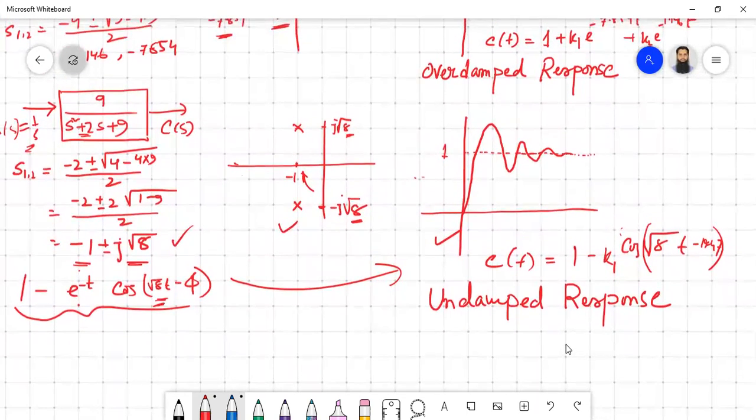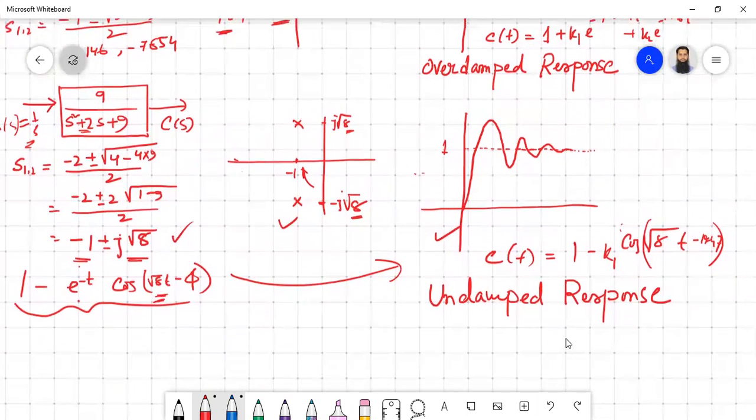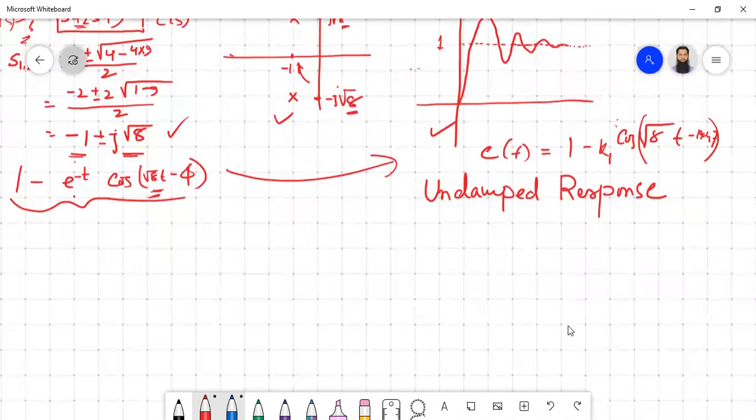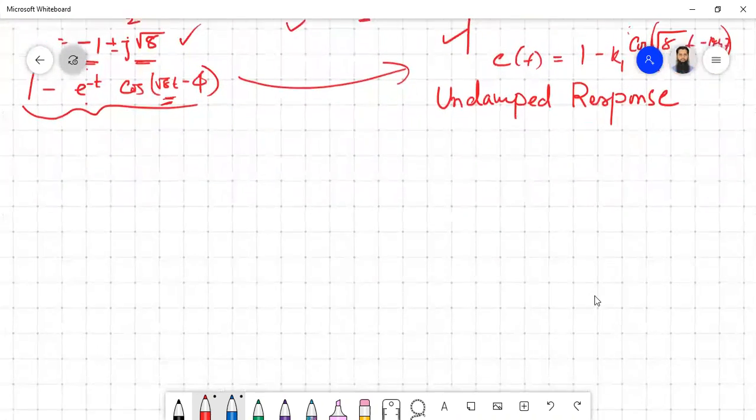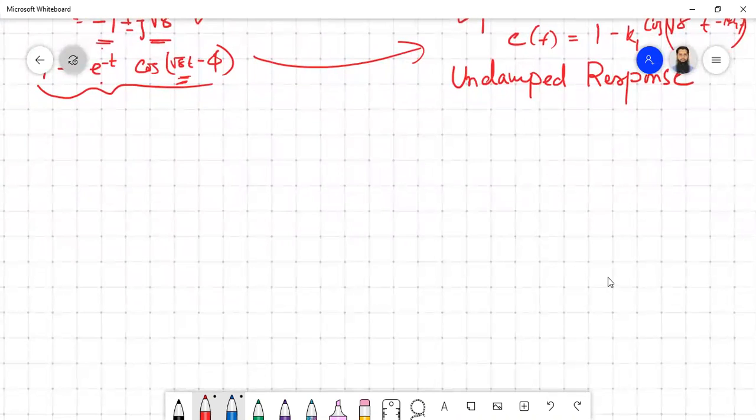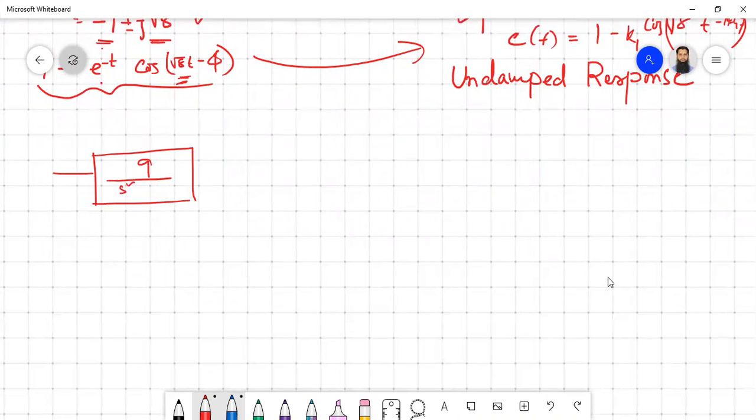One is overdamped, too much damping. One is underdamped, so there is oscillation, then the oscillation disappears because of the damping. Now case 3 is what we have with the transfer function from the block diagram representation, something like this: 9 over s squared plus 9. Again, same thing.